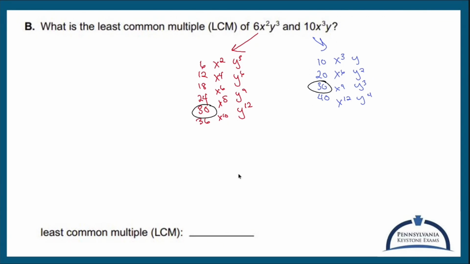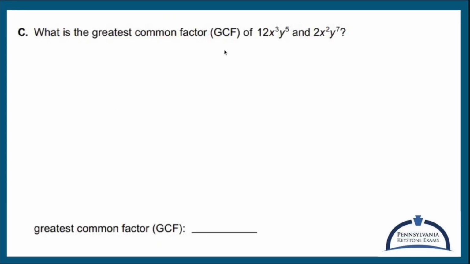30, 30, match up. X squared, nope. X to the 4th, nope. X to the 6th, yup. That's my least common multiple. So y to the 3rd, y to the 3rd, yup, y to the 3rd. Tricky stuff. Least common multiple: list out all of your multiples and then circle the smallest of them all, because that's what least common multiple means. Now we're at greatest common factor.